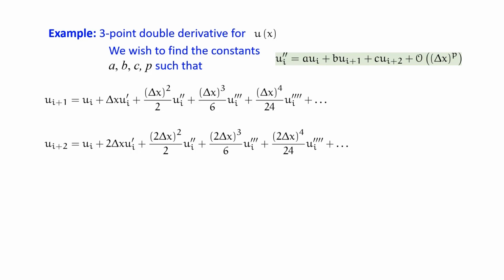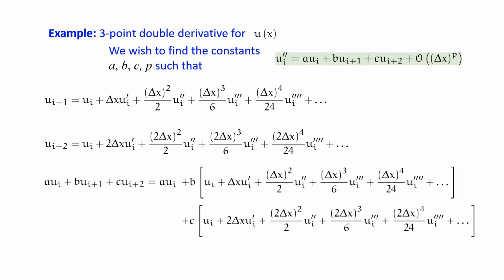So here we expand u_{i+1} in Taylor series as u_i plus delta x u_i prime plus delta x square by 2 u_i double prime, etc. And u_{i+2} equals u_i plus twice delta x u_i prime plus twice delta x whole square by 2 u_i double prime, etc. So if I now write A u_i plus B u_{i+1} plus C u_{i+2}, we have A u_i plus B multiplied by the Taylor series expansion of u_{i+1}, plus C multiplied by the Taylor series expansion of u_{i+2}.